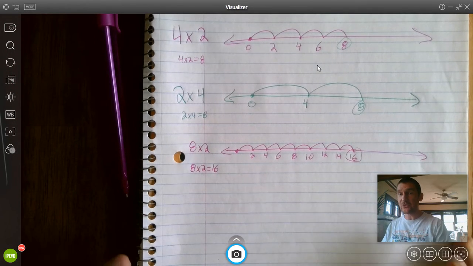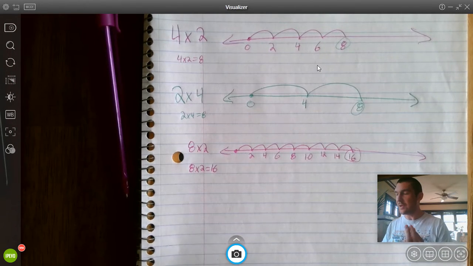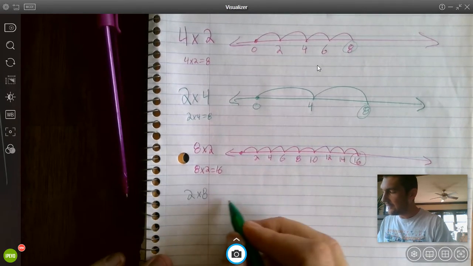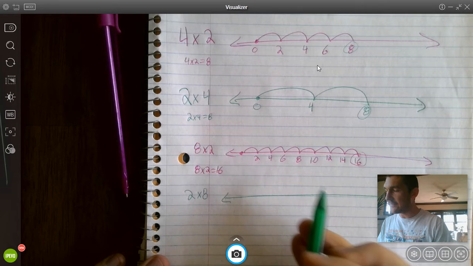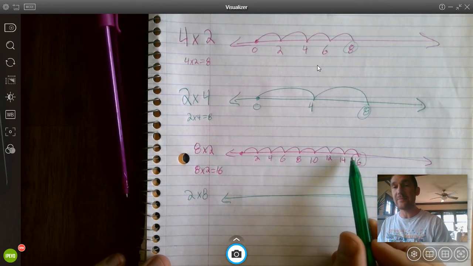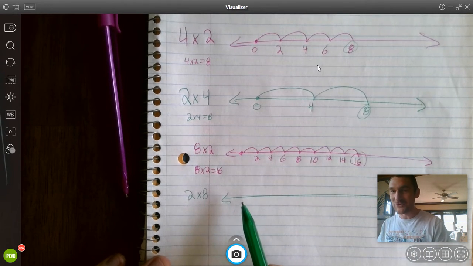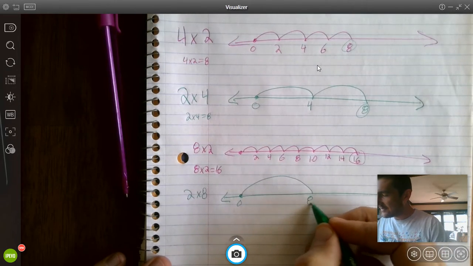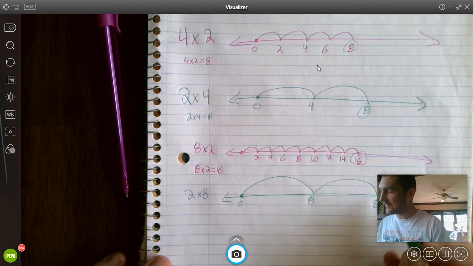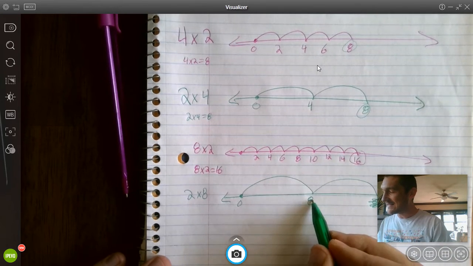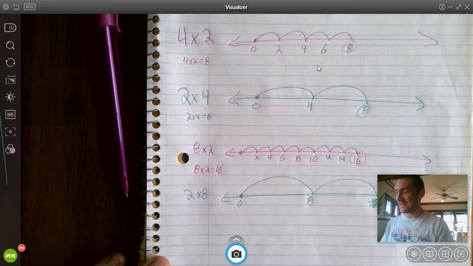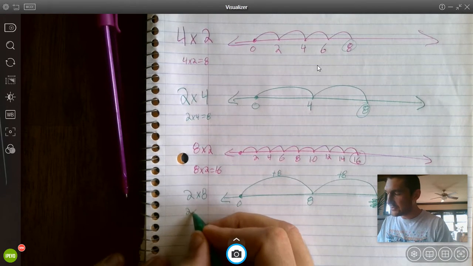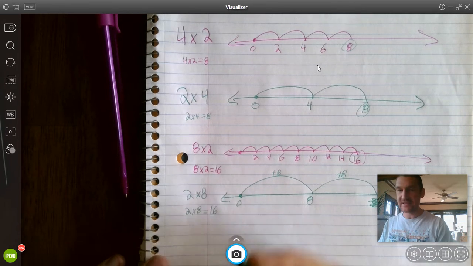Okay, now let's try it flipping it around. Okay, using the commutative property. Instead of 8 groups of 2, let's try 2 groups of 8. So instead of counting all those little 2s 8 times, let's count 8 2 times. So I'm going to start at 0, 1 big 8, and another big jump of 8. Okay, oops. So it would be 8, and then 8 more would give us 16. So each time here we added 8. Okay, so 2 times 8 equals 16.